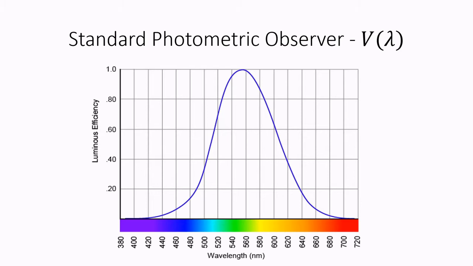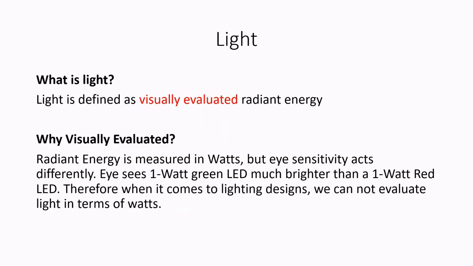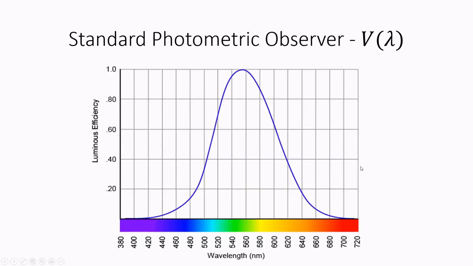In this lecture slide, we are going to talk about the standard photometric observer. This is the same thing I explained before. The photometric standard observer defines the efficiency levels of our eye sensitivity. If you observe closely, our eye has the highest efficiency at around 540 to 560 nanometers. These standard photometric observer values are used when you calculate the lumen values.